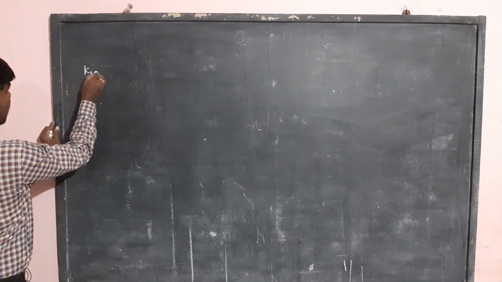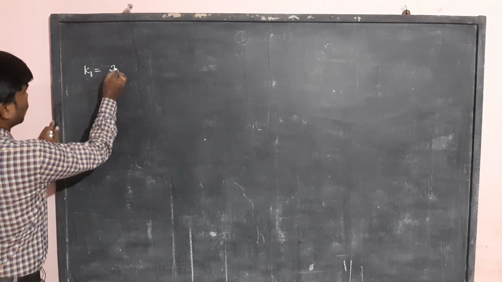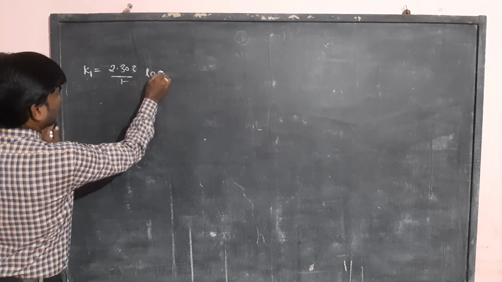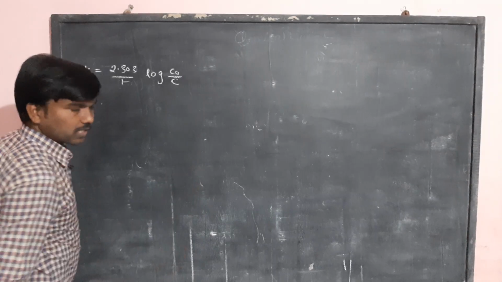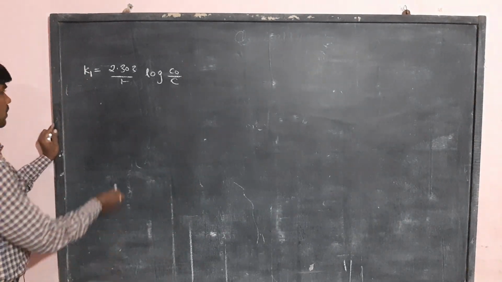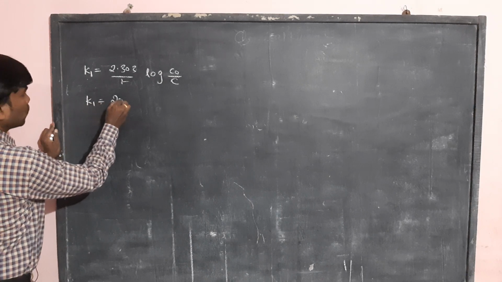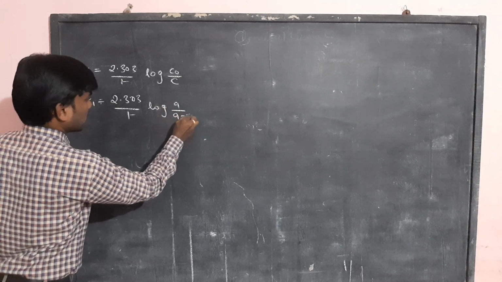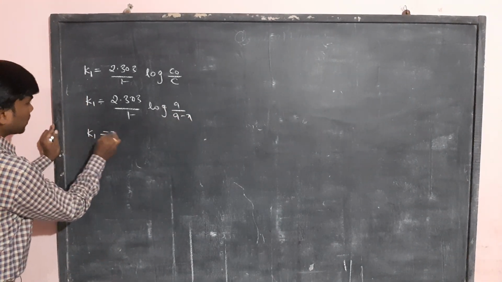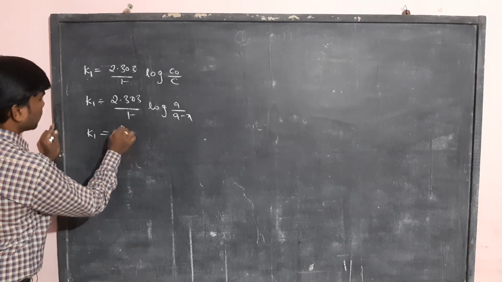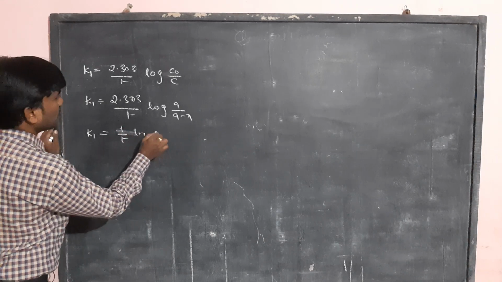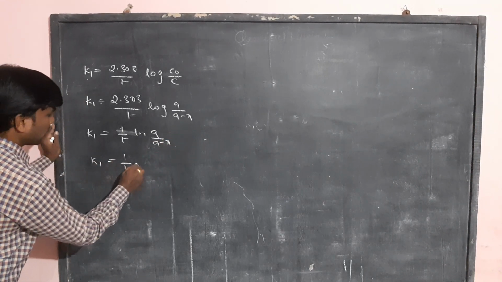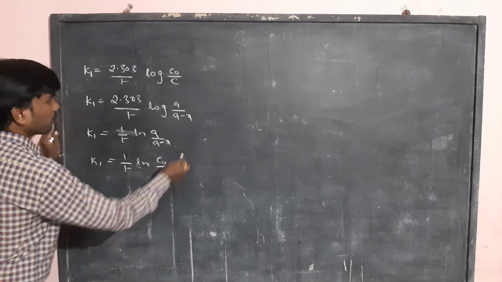The integral equation of first order chemical kinetics: K1 is equal to 2.303 by T log C naught by C. Here C naught is nothing but the initial concentration, and C is nothing but the final concentration. Then one more expression: K1 is equal to 2.303 by T log of A by A minus x. This is also one more expression. Again K1 is equal to 1 by T into ln A by A minus x. This is also okay. So K1 is equal to 1 by T ln C naught by C, right?